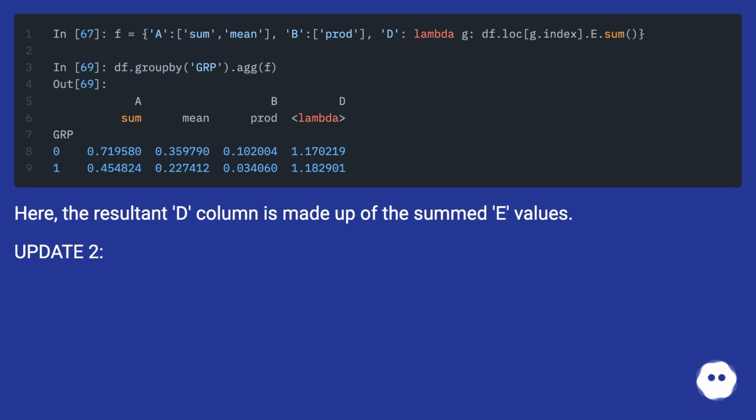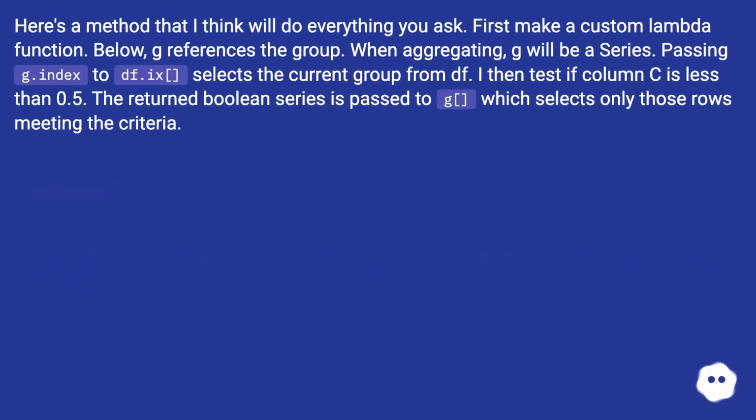Update 2. Here's a method that I think will do everything you ask. First, make a custom lambda function. Below, G references the group. When aggregating, G will be a Series. Passing G.index to df.loc selects the current group from df. I then test if column C is less than 0.5. The returned Boolean Series is passed to G, which selects only those rows meeting the criteria.